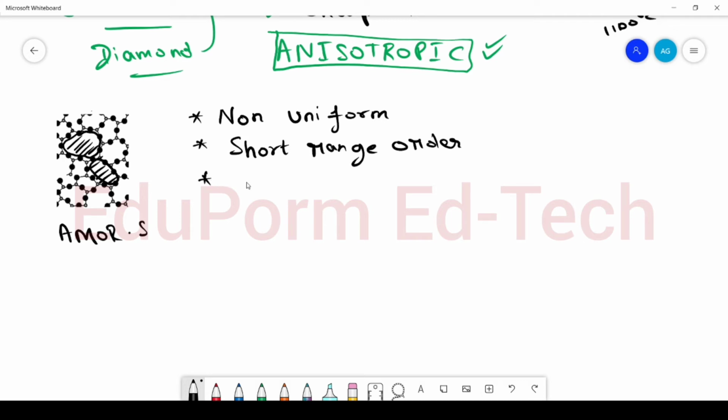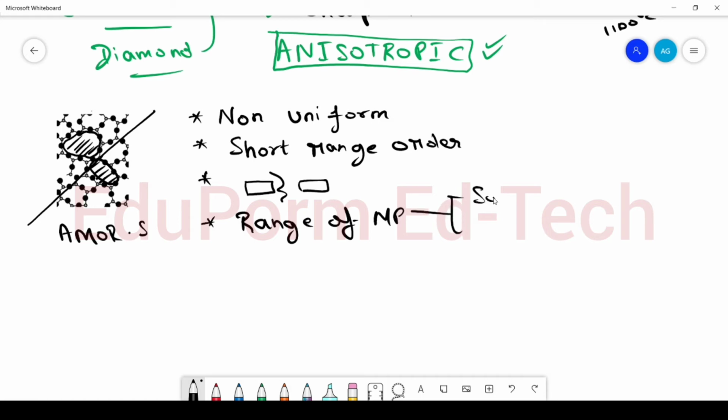As well as, if we cut the amorphous solids into two different parts, then we will get two different parts having irregular surfaces. Their surfaces will not be smooth. The next point, they have a range of melting point. That means at a particular temperature, they first get soft and then they start to melt.